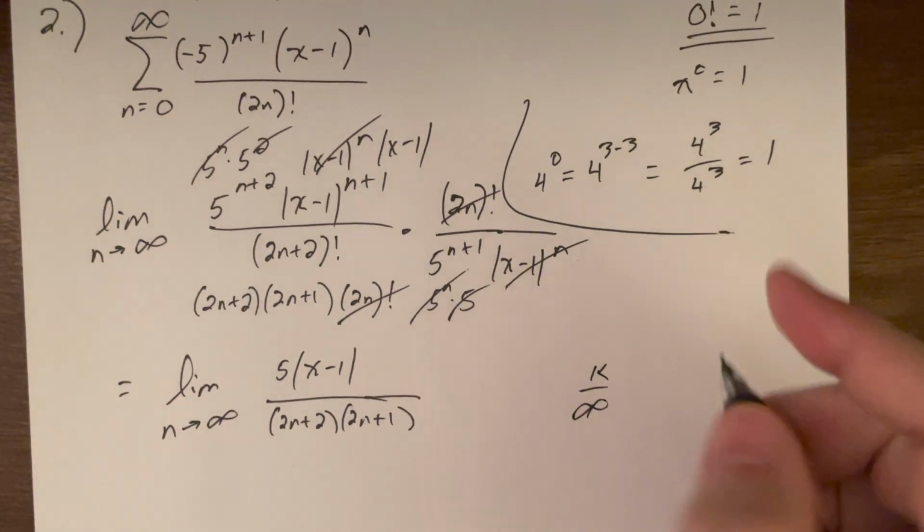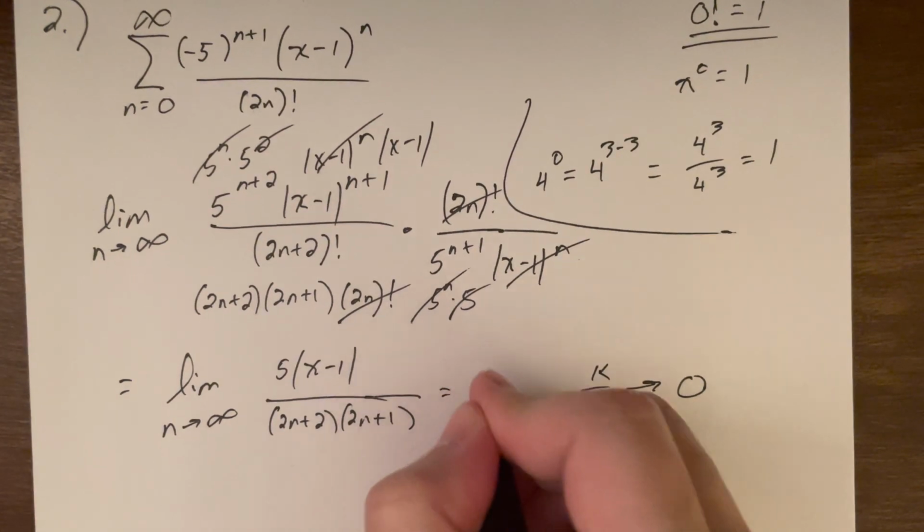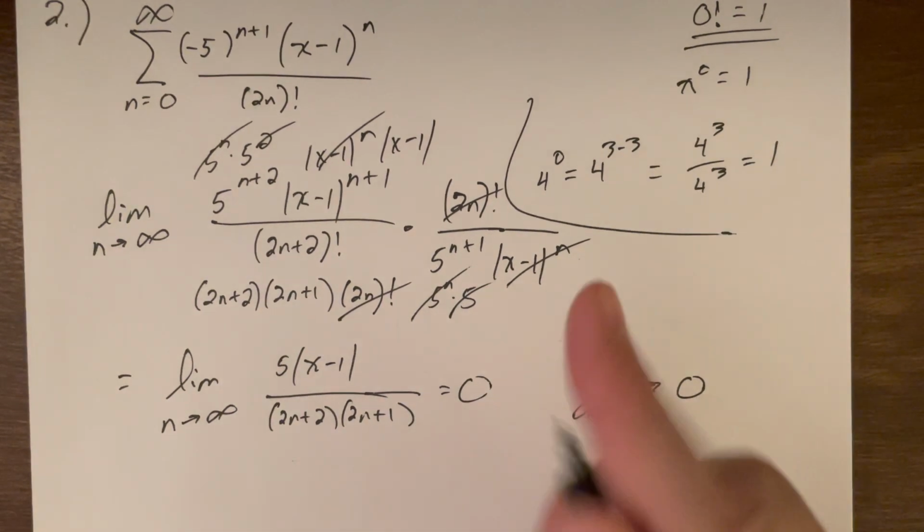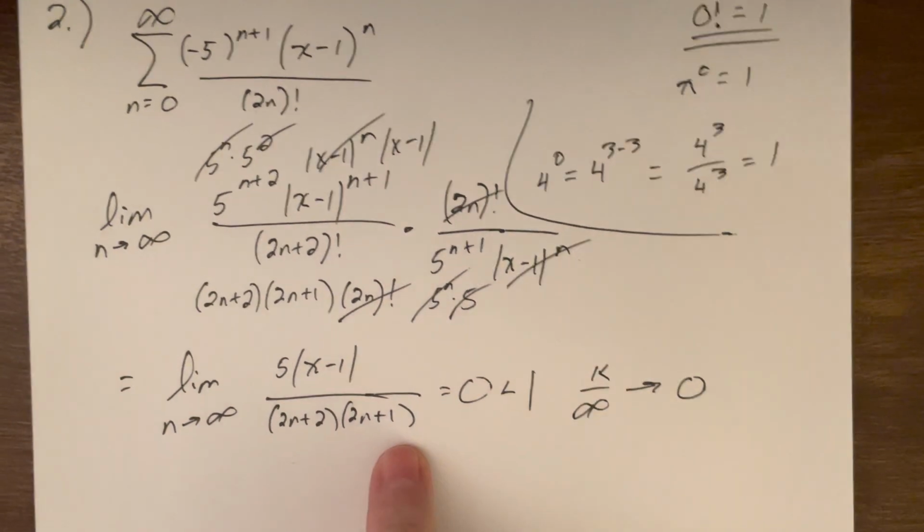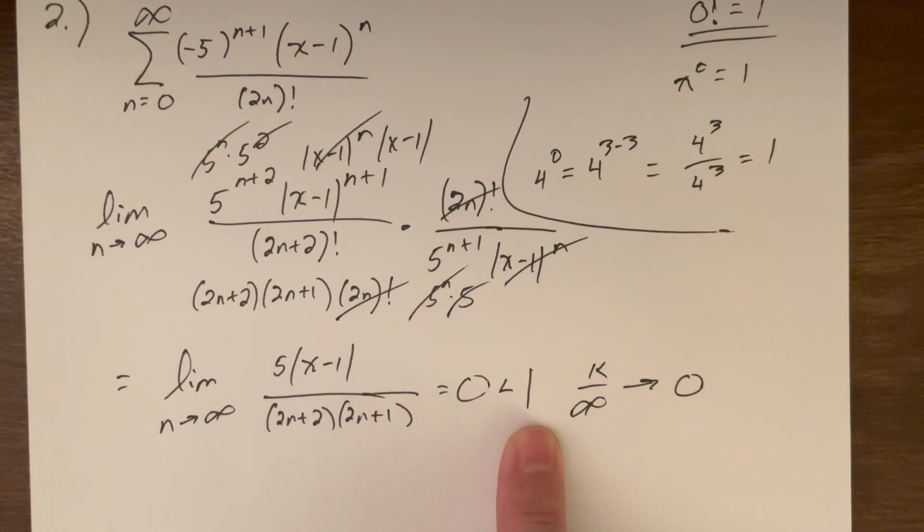This is a k over infinity case. This is going to 0. And 0, it's a ratio test. 0 is less than 1. This would be where we just say, in a typical ratio test, that the series converges.